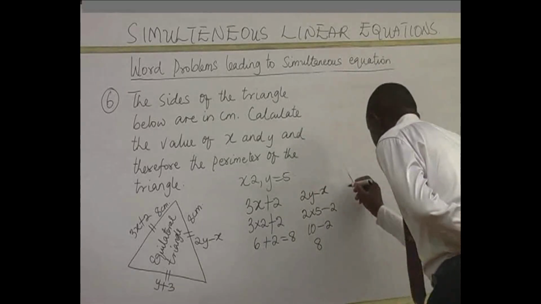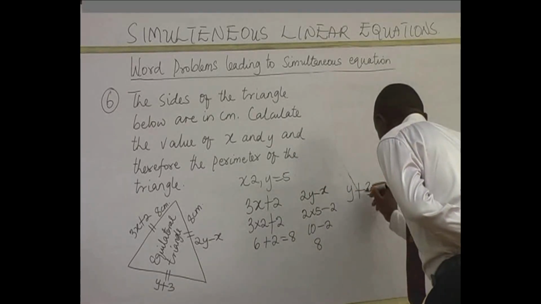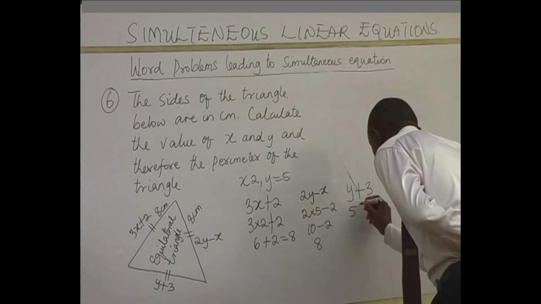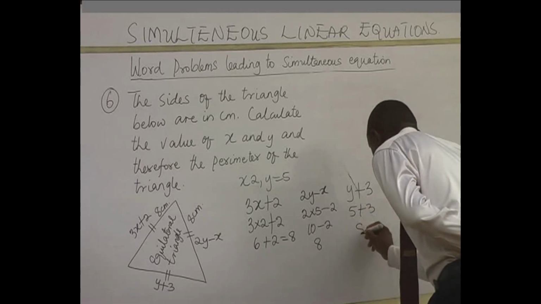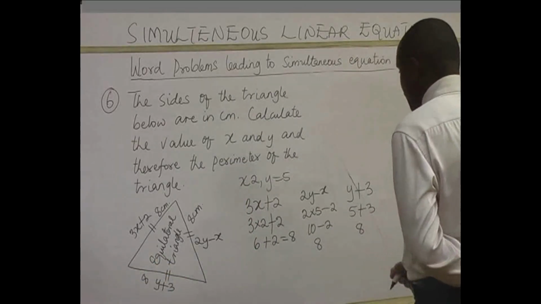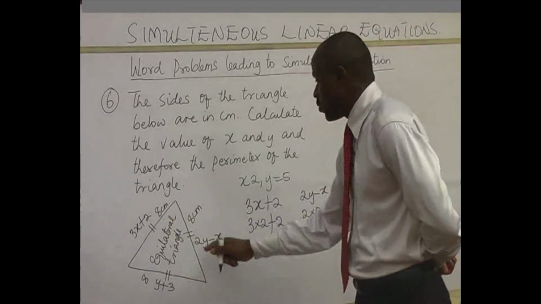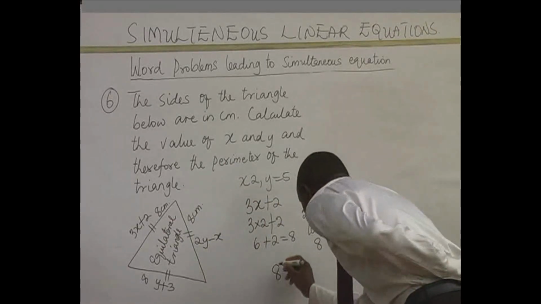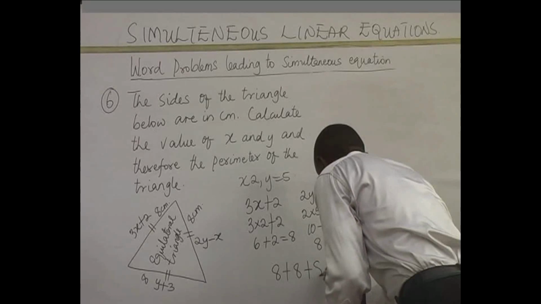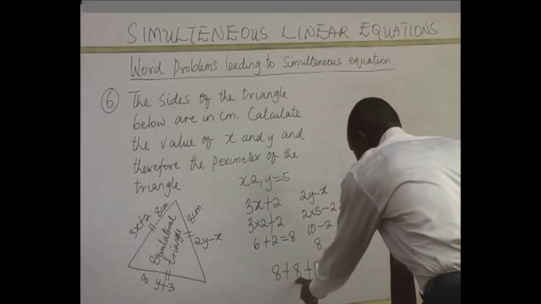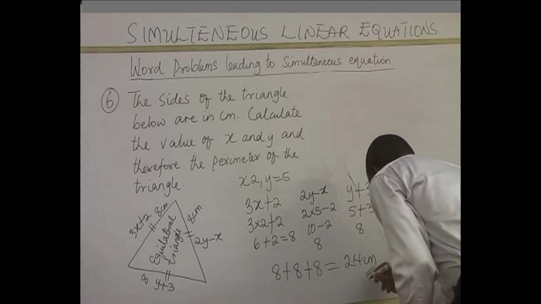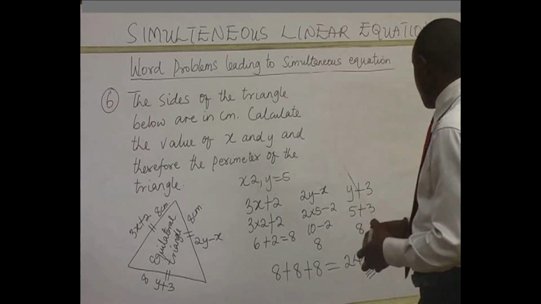The next one is y plus 3. Y is 5. So we have 5 plus 3. And 5 plus 3 is 8. And further that this side also is 8. That means that the perimeter of the triangle, which the equation also asks, is 8 this side plus 8 this side plus 8. And it's going to give us 8 plus 8, 16. 16 plus 8 is 24. So the perimeter is now 24 centimeters.